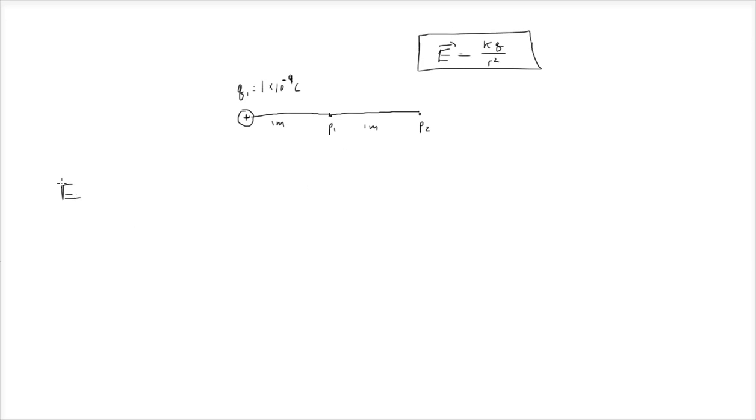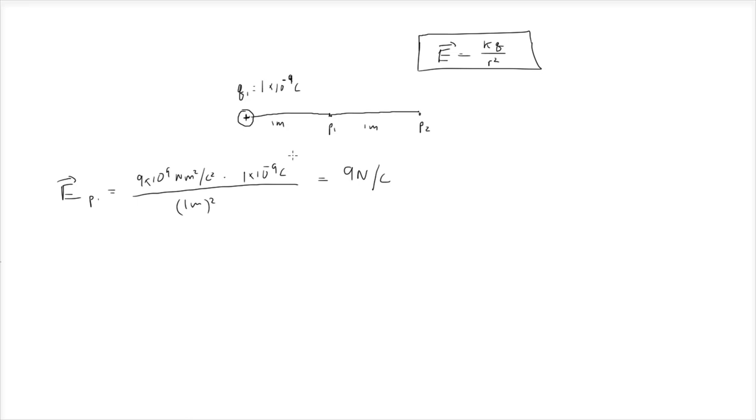And so the electric field at P1 equals K, 9 times 10 to the 9 newton meter squared per coulomb squared, times Q, which in our case is 1 times 10 to the negative 9 coulomb, divided by R squared. R is 1 meter, and square it, and that'll give us 9 newtons per coulomb. Let's look at the units here. The units are just interesting to look at.